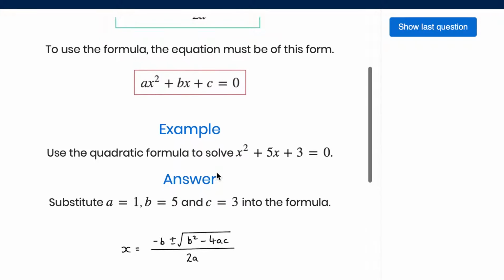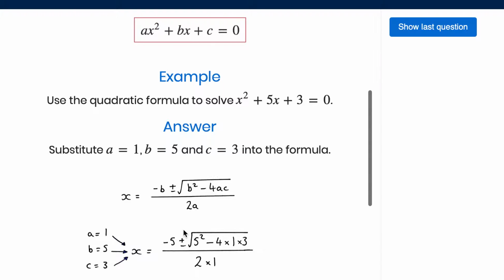So if we substitute these into the formula, we get x equals minus 5, because b is 5, plus or minus the square root of 5 squared, minus 4, times 1 because a is 1, times 3 because c is 3, all over 2 times 1. Okay, so 5 squared is equal to 25, 4 times 1 times 3 is equal to 12, and 2 times 1 is equal to 2.